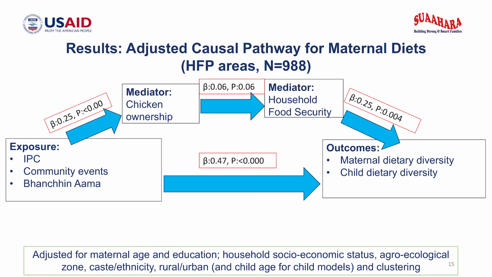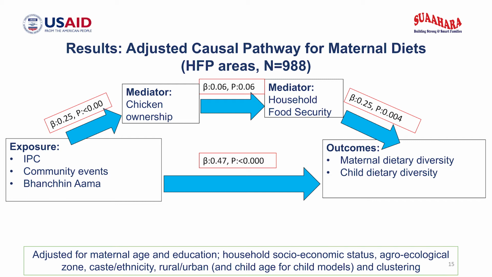And the other one that we're interested in is food security. And you can see here that the pathway, it's not clear if the pathway breaks down or not between chicken ownership and food security. If you look purely at the p-value, it does not meet this arbitrary cutoff of p 0.05.